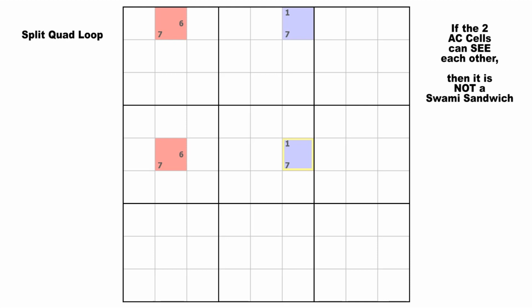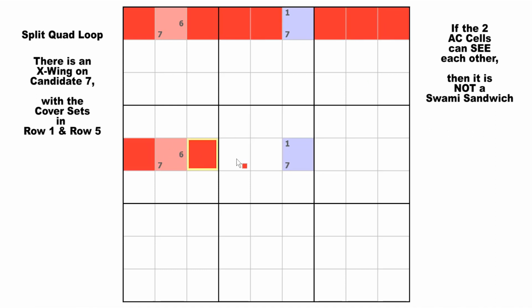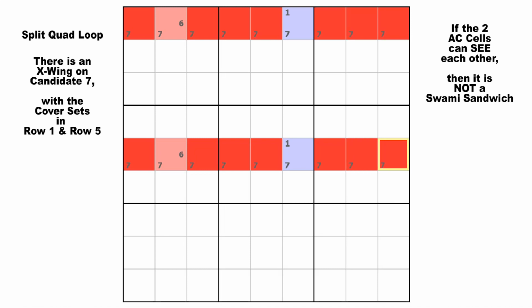This is really a split quad loop that we learned about earlier in this video. So you could eliminate all the 7s and 6s from column 2 and all the 7s and 1s from column 6, and then you would be left with an X-wing on candidate 7, so you could eliminate 7s in all of these cells. Okay? So when the 2 endpoints lie in the same house and become a naked pair, this is no longer a sandwich pattern. All right, let's do one more sandwich, and then we'll wrap it up for today.